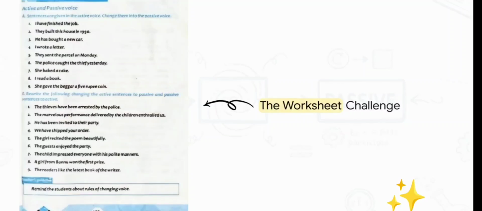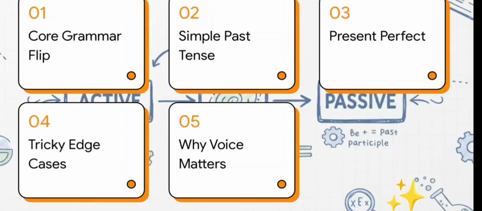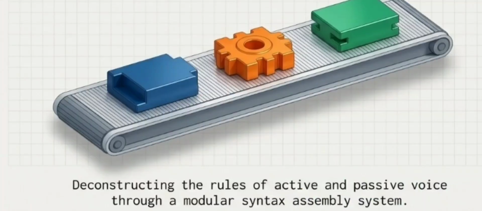Every single sentence, identify all the moving parts, and convert them using pure, unshakable structural logic. Here's our agenda for today. First, the core grammar flip. Second, mastering simple past tense. Third, tackling present perfect. Fourth, tricky sentence edge cases. And fifth, why voice matters.